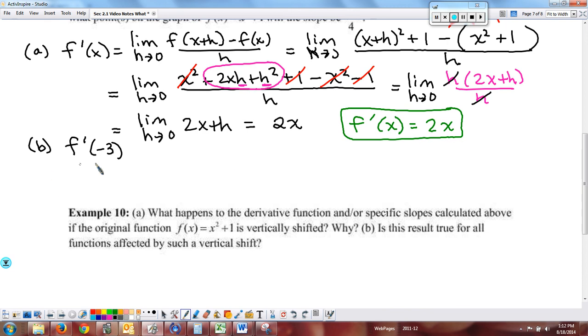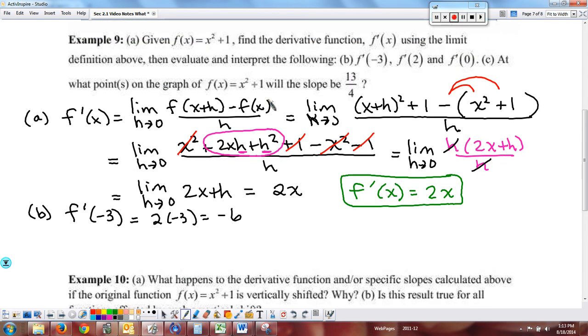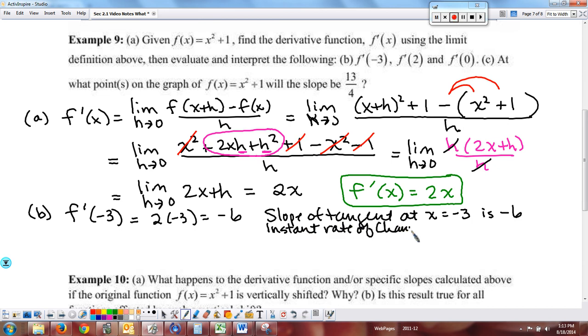All I have to do is say I want to calculate this, I'm just going to plug it in. 2 times negative 3 is negative 6. If I want to interpret, this would be the slope of the tangent at x equal to negative 3 is negative 6. And instead of slope of tangent, you could also say the instantaneous rate of change at x equal to negative 3 is negative 6.